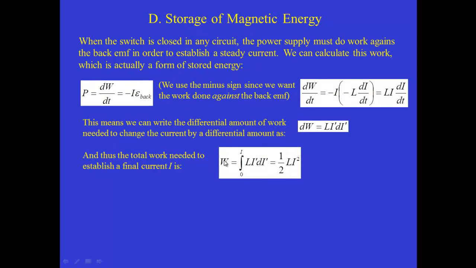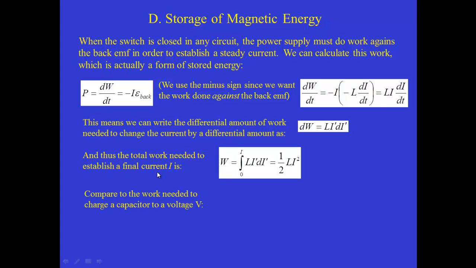So the primes remind us that there's a difference between the variable and the actual limit. So here, to find the net work, it's the integral from 0 to I of L I prime dI prime. That's a simple integral to do. The L is a constant. It comes outside the integral, so we're integrating I, which gives us I squared over 2, and we substitute in the limits and we get 1/2 L I squared, which represents then the amount of energy needed, or the amount of work done in order to overcome the back EMF. The larger the self-inductance of the circuit or the circuit element is, the greater work is needed.